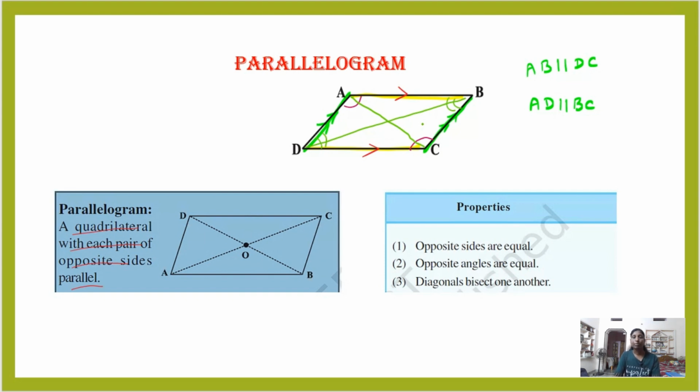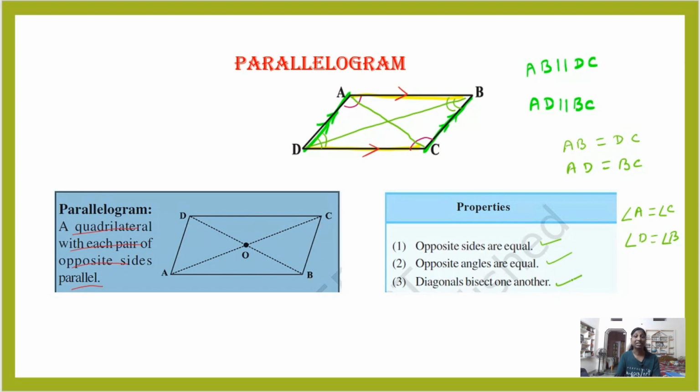Now, what are the properties of a parallelogram? Opposite sides are equal. It means AB is equal to DC and AD is equal to BC. Now, opposite angles are equal. So here what are the opposite angles? Angle A is equal to angle C and angle D is equal to angle B. This property is over.